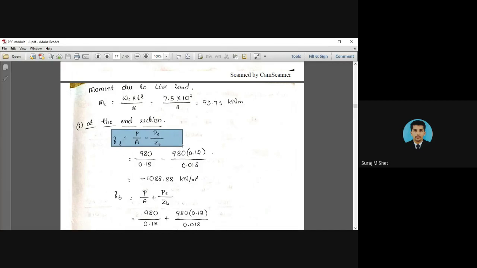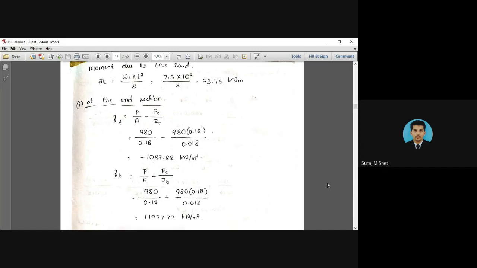That's why at the end section you have to remember this formula. So Ft is equal to force divided by A minus force into eccentricity divided by ZT. Just substitute the values and calculate. This is for the top section. Same formula for the bottom, just reverse the sign, because top fiber is positive and bottom fiber is negative. This is the formula to calculate at the end section.